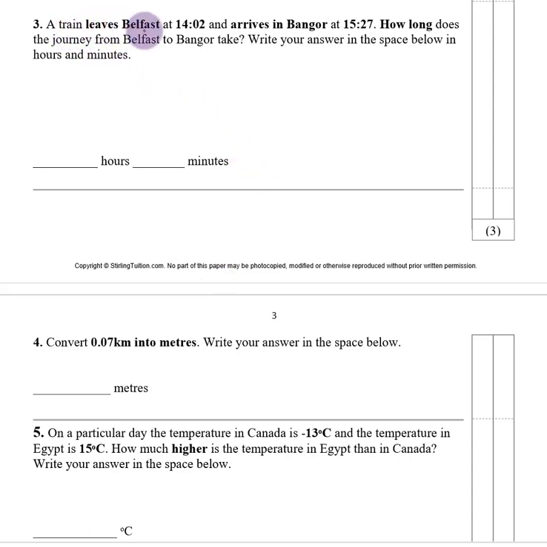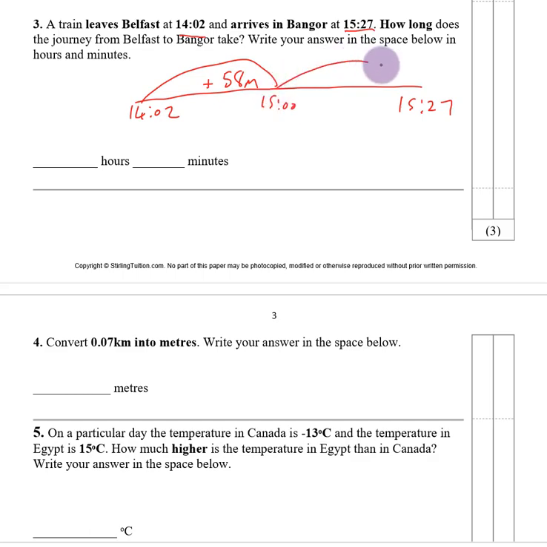Number 3, a train leaves Belfast at 14:02 and arrives in Bangor at 15:27. How long does the journey from Belfast to Bangor take? Write your answer in the space below in hours and minutes. So simple timeline, and we've got our start time of the journey is 14:02. We've got our end time of the journey, which is 15:27. So we need to add on 58 minutes to get to the next hour, which is 1500 hours, and then add 27 minutes to get to the time that we arrived in Bangor.